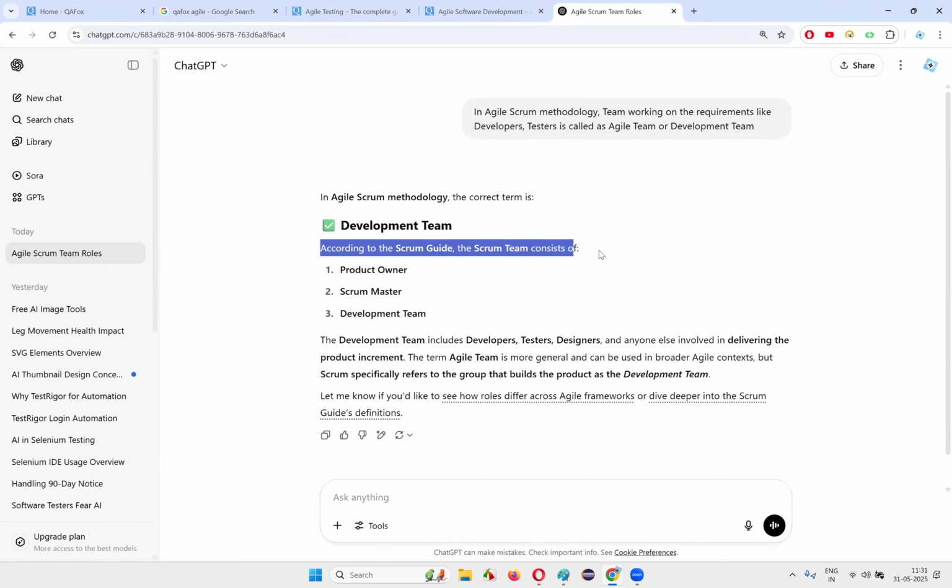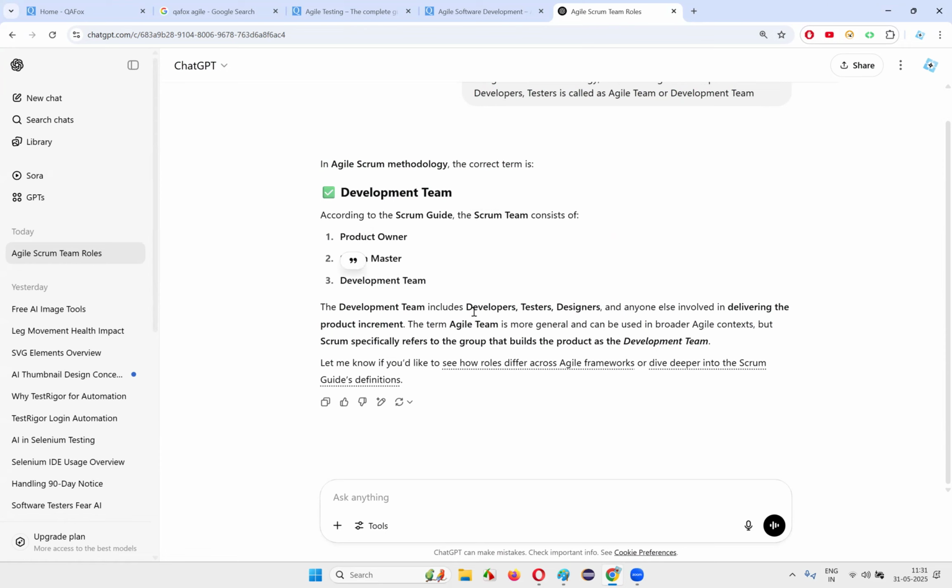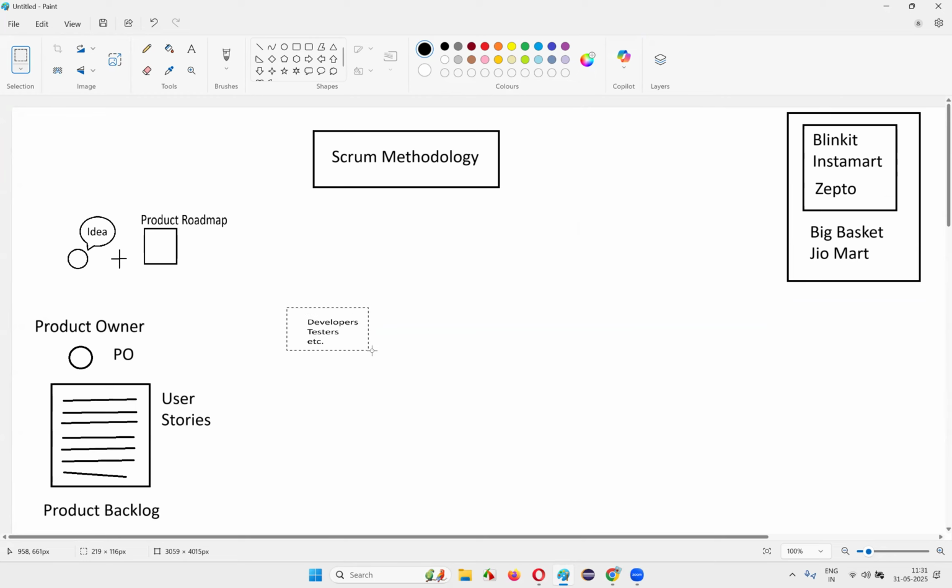According to the Scrum guide, the Scrum team consists of product owner, Scrum master, and development team. This is the entire team. But here, development team. So it's better that we call it a development team instead of agile team. They are suggesting us to use the word development team, so let's go with that.